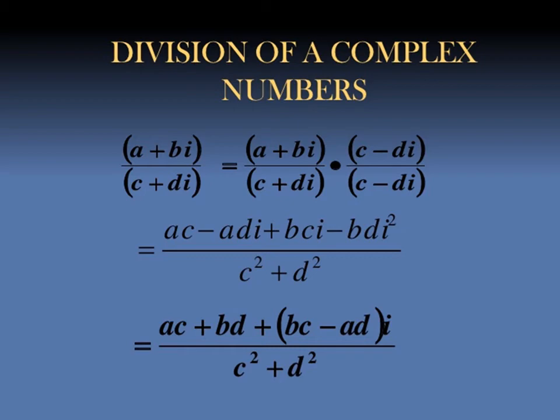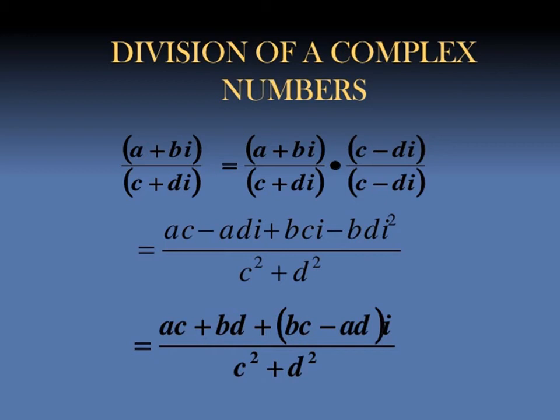In the denominator, c plus di is the complex number. Take its conjugate. Its conjugate is c minus di. We have already seen the complex conjugate of numbers. Then multiply and divide by the complex conjugate of the denominator, that is c minus di.